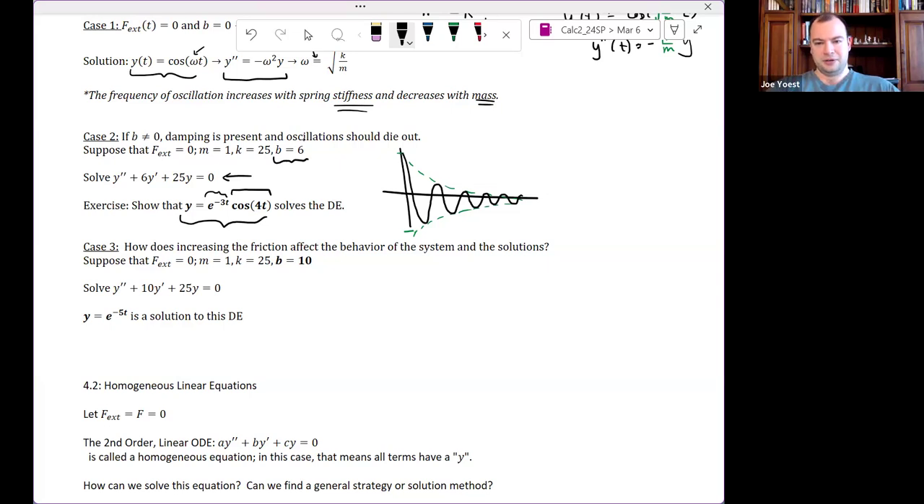And then what happens if I have a similar setup for the size of the mass and the stiffness of the spring, but if I have a larger friction term, if I am pulling my mass through a thicker fluid, maybe instead of air, it's through water or something like that. Or maybe the grease on the axles for my tires is really gunky and it's just making a lot of friction.